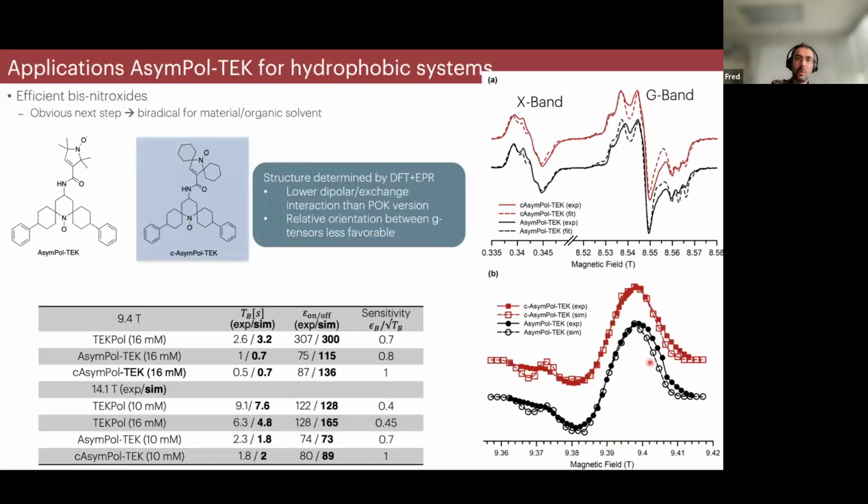And last example is, you would assume that turning the AsymPol for organic solvent would not impact the structure so much, but it actually does. You can observe it in the EPR spectrum. And this was, again, needed to understand the DNP field profile for those two radicals and being able to have more quantitative simulations.